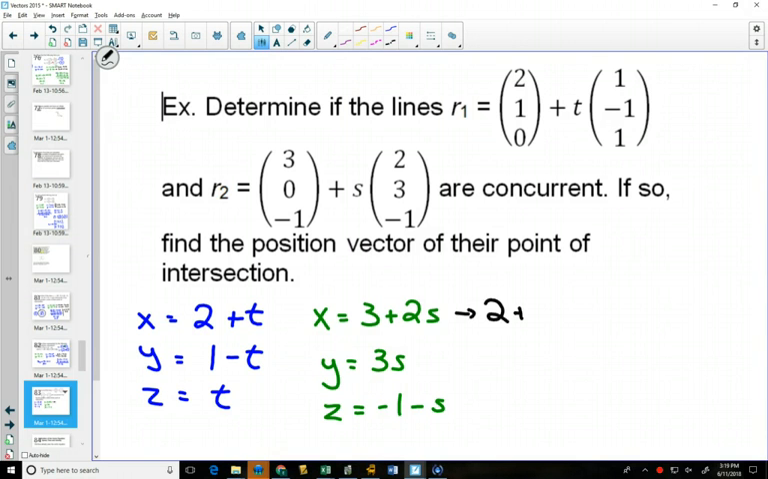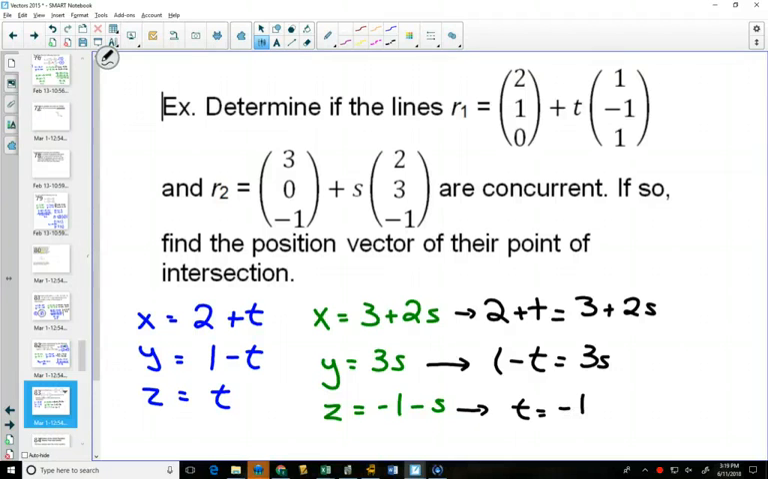We've got 2 plus t is equal to 3 plus 2s. We have 1 minus t is equal to 3s, and we have that t is equal to negative 1 minus s. Now that's overkill. If you have 2 unknowns and 3 equations, you have too much information. In order to solve, you would just need 2 equations with 2 unknowns. And these equations are very nice. I hope you can see that t can cancel quite easily.